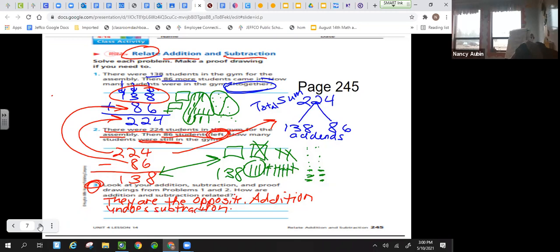Well, just think about how are they related? How are addition and subtraction? What do you think? Use your noodle. I don't think I got everybody's problem.